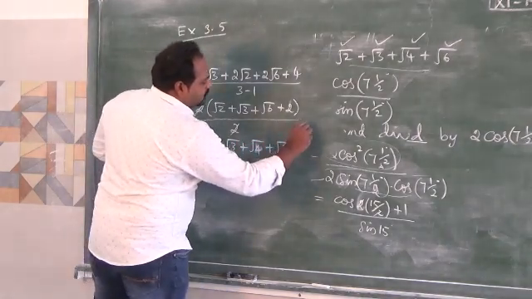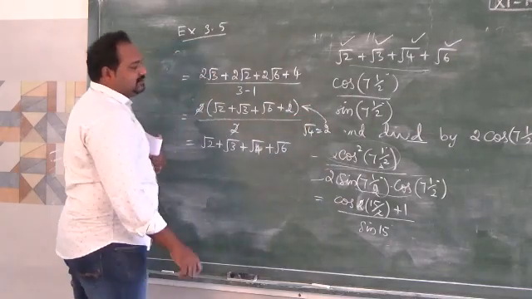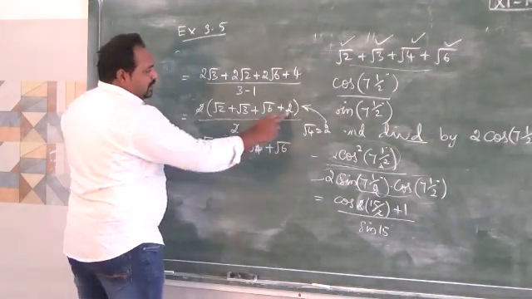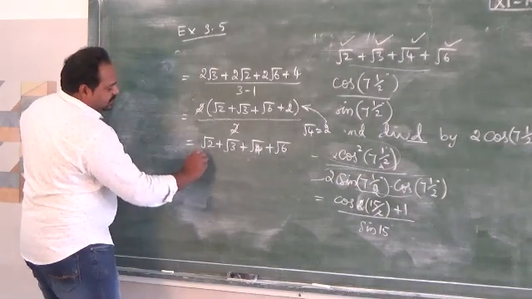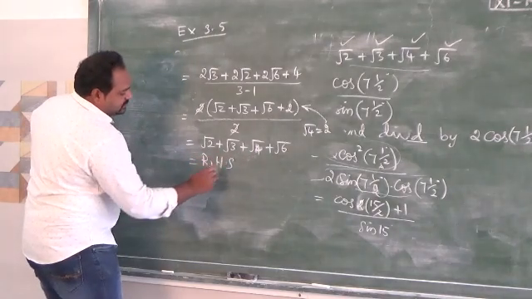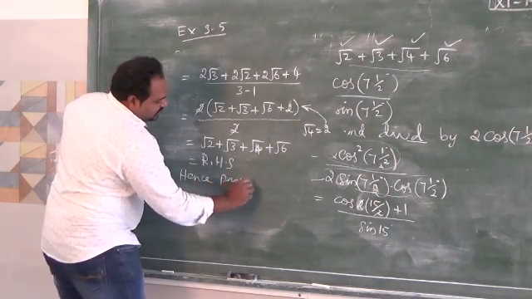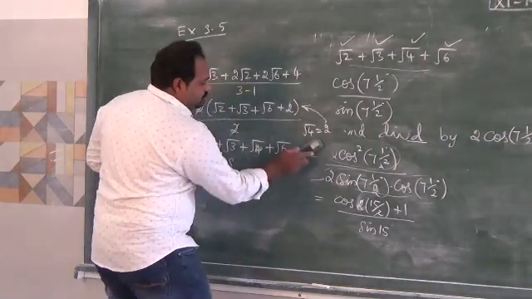Because we know that root 4 is also 2. So because of the answer I have changed 2 into root 4. So finally I am getting the right hand side answer. So hence proved. By this we can prove LHS equal to RHS.